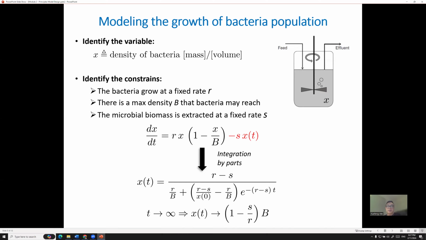And you can see here, this asymptotic value is just the equilibrium value x2 in the last slides. So this expression is basically telling us that we will never reach the maximum density b because of the steady removal of biomass from the chamber. This steady removal of biomass makes it impossible for the bacteria to proliferate to the maximum extent possible. However, it will reach a lower maximum density, which is given by the equilibrium x2, a value less than b.